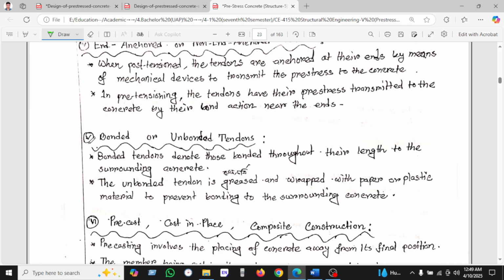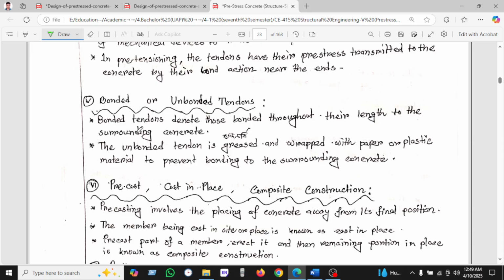And number 5, bonded and unbonded tendons. Bonded tendons are bonded through their length to the surrounding concrete, and the unbonded tendons are greased and wrapped with a proper plastic material to prevent bonding with the surrounding concrete.